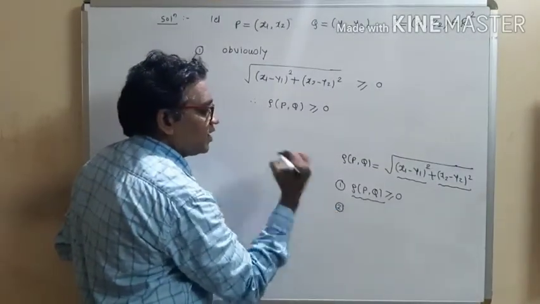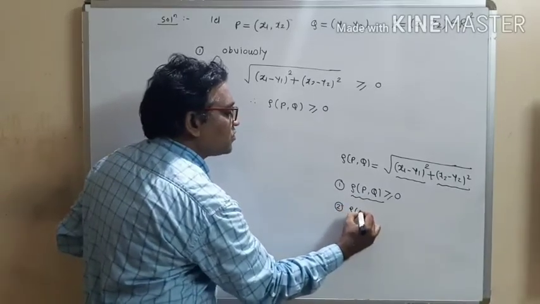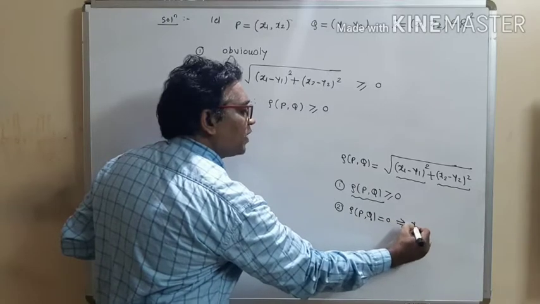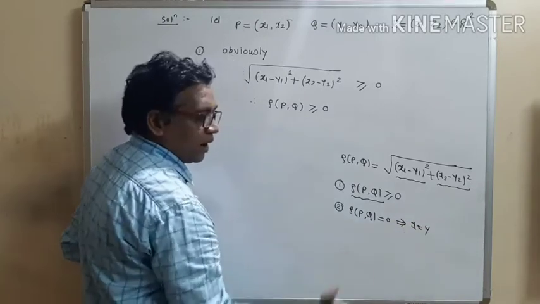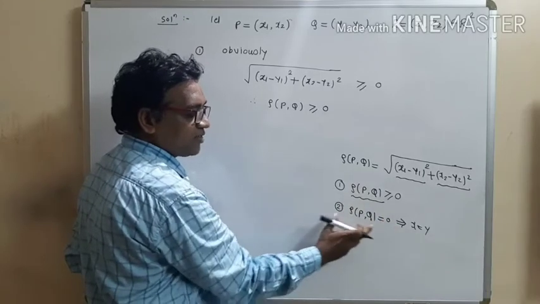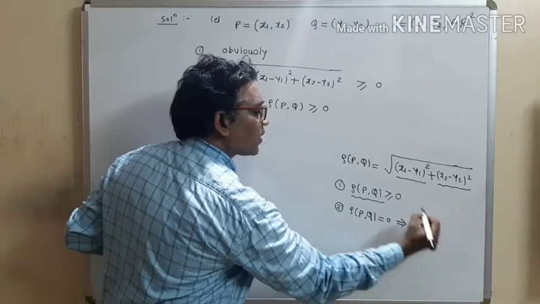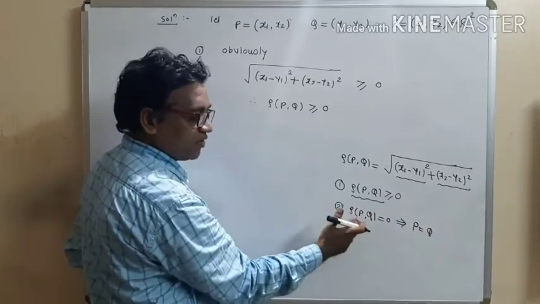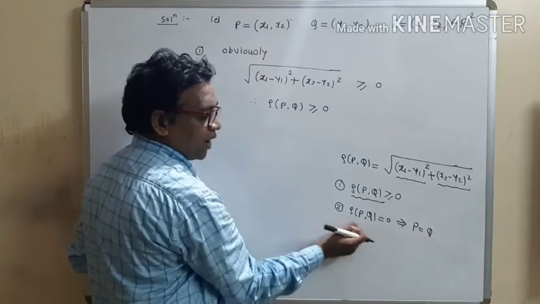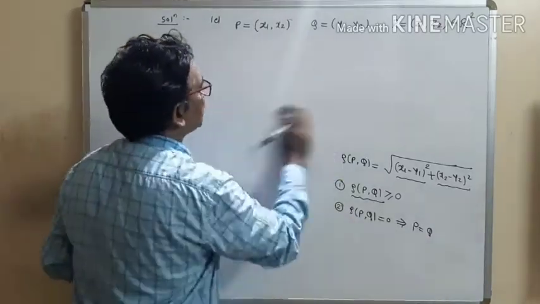Now prove the second condition. What is the second condition? Suppose that rho of PQ equal to 0, then prove that P equal to Q, and conversely assume that P equal to Q and prove that the distance between P and Q is 0. Write down the second condition.